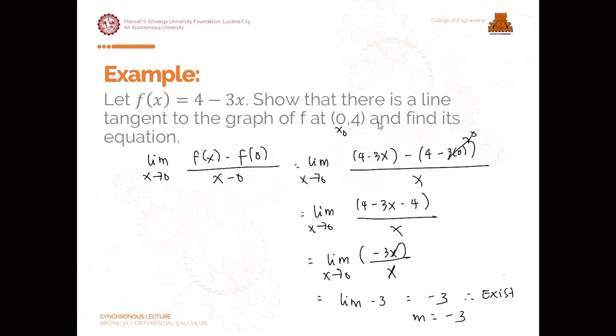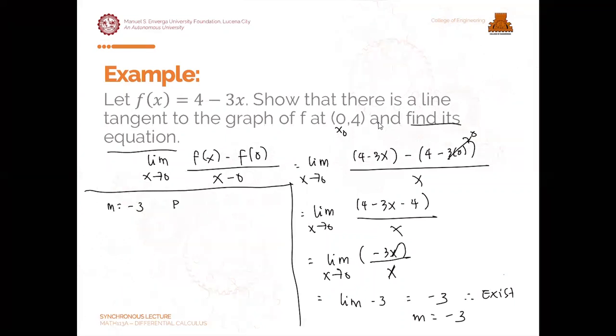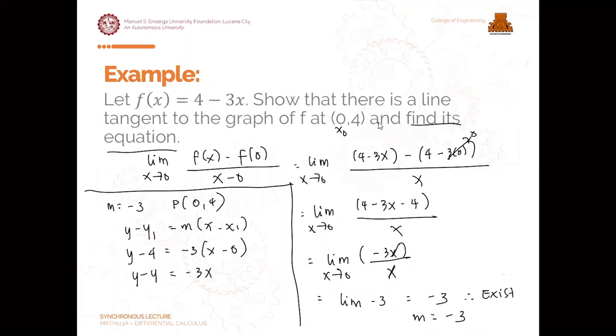Okay? And then, we need the equation of the line. So, we have m equals negative 3, and our point is (0, 4). So, applying the point-slope form, y minus y1 equals m times x minus x sub 1. We have y minus 4 equals negative 3 times x minus 0, or y minus 4 equals negative 3x, or we simplify it to standard form. We have 3x plus y minus 4 equals 0. So this is the required equation and the required slope for the given problem.